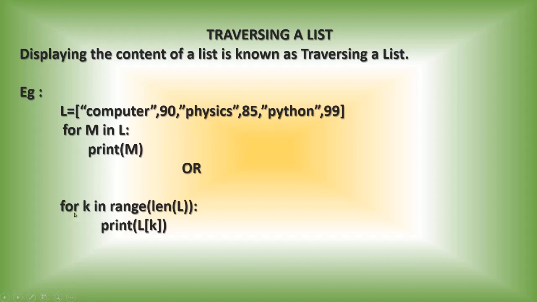So internally what will happen is for K in range of 6. Here only one argument is there inside the bracket, so 0 will be taken as the start value and 6 will be taken as the stop value. And print L of K means the first time it is L of 0, the second time it will be L of 1, next is L of 2, and like that it will be displayed. So you can use two different methods to display the content of a list.